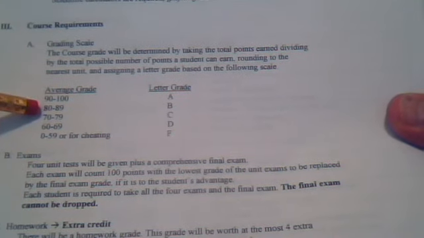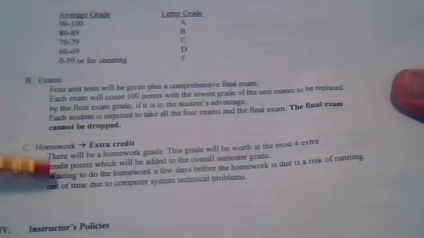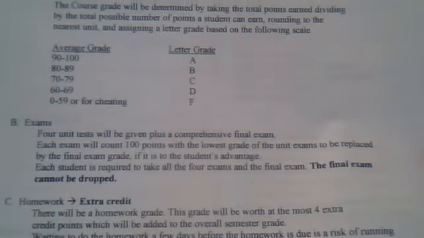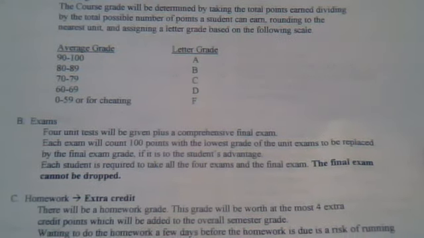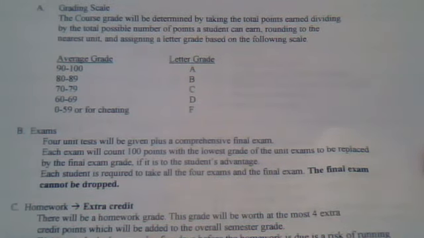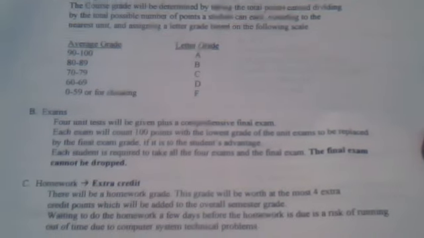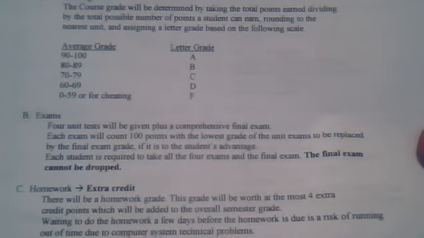Here's the grading scales. Here are the exams. Now, for all my classes, this is the same for all my classes. There'll be 4 unit exams, tests will be given, plus the comprehensive final exam. Each exam will count 100 points, with the lowest grade of the unit exams to be replaced by the final exam grade, if it's to the student's advantage. It's something like dropping the lowest of the 4 exam grades and replacing with the final. You could see it's something like that.